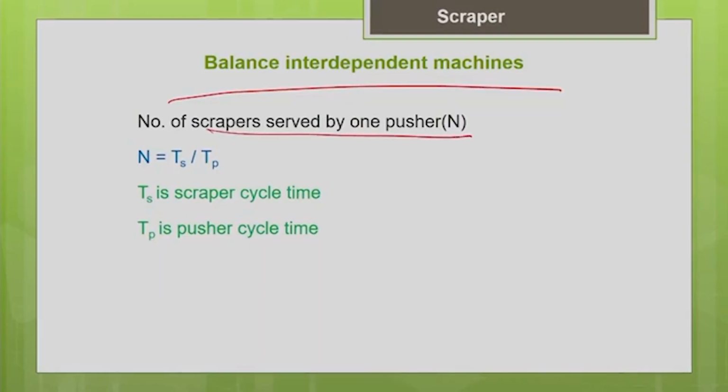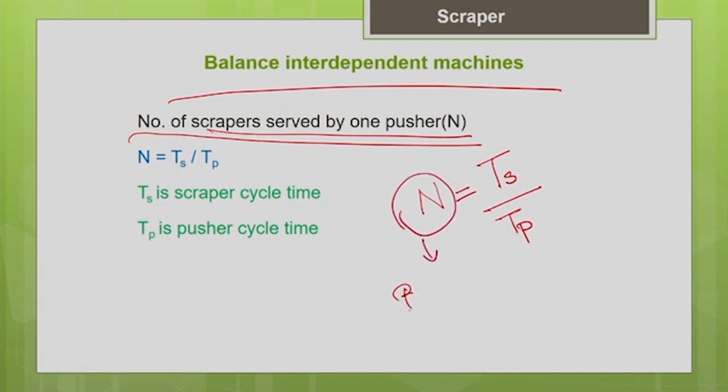So how to find the number of scrapers which can be served by one pusher? As I told you, pusher cycle time is less. It is assisting the scraper only during the loading phase of the scraper. So one pusher can serve even 4 to 5 scrapers. Now how to determine the number of scrapers served by one pusher? N is the number of scrapers served by one pusher. It is equal to cycle time of the scraper divided by cycle time of the pusher.